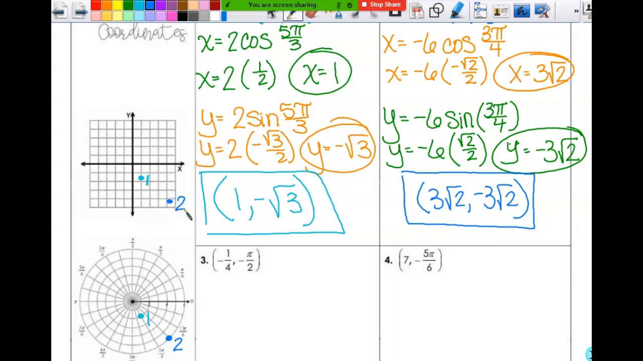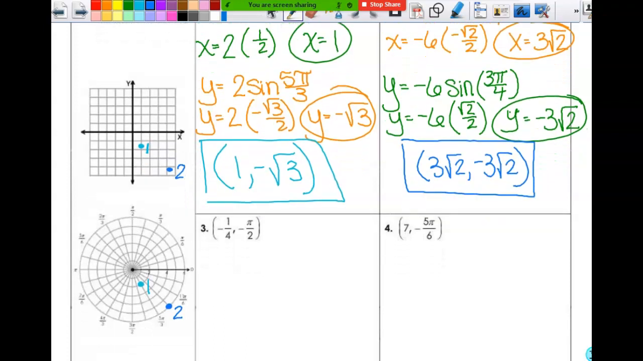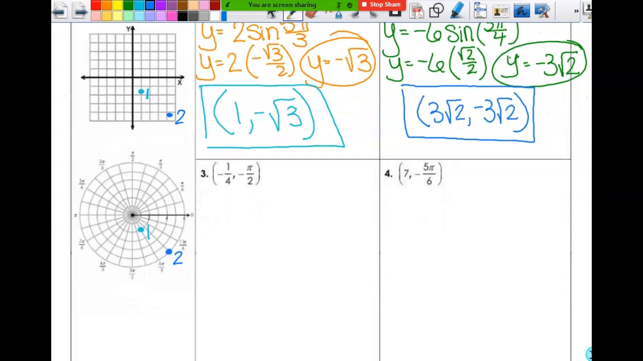You're not going to have to always plot both of them. I just want to do that on some of these in the notes, just so you can wrap your mind around what's happening. Remember, if the graphs look the same, the ordered pairs and the equations look very different. If the ordered pairs and equations look similar, then the graphs are going to look very different. Okay. All right. Any questions? All right. I want you to do number 3.